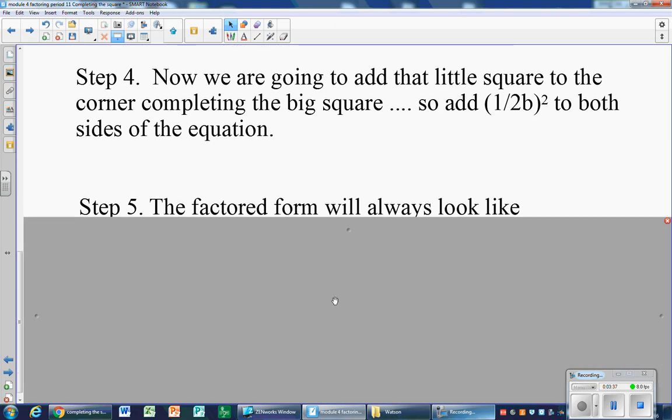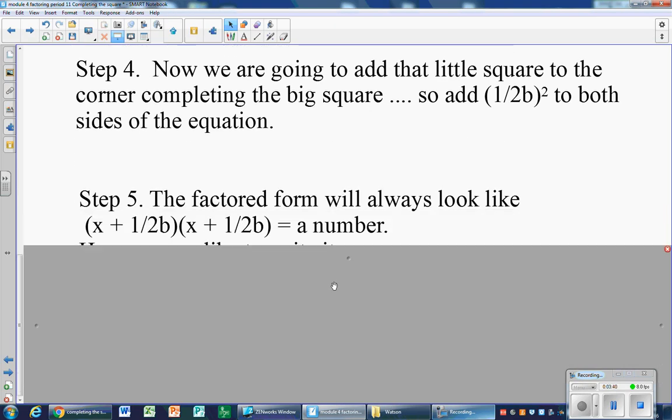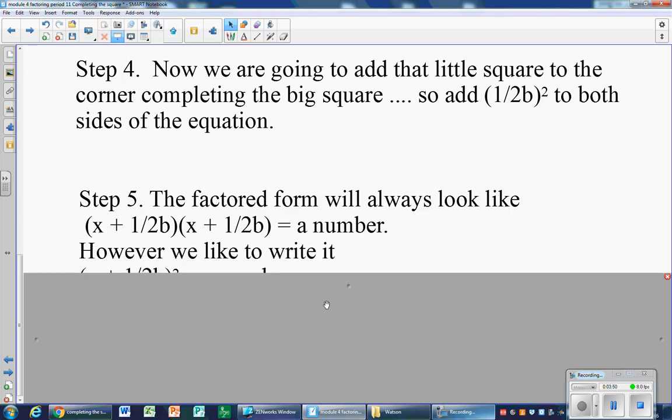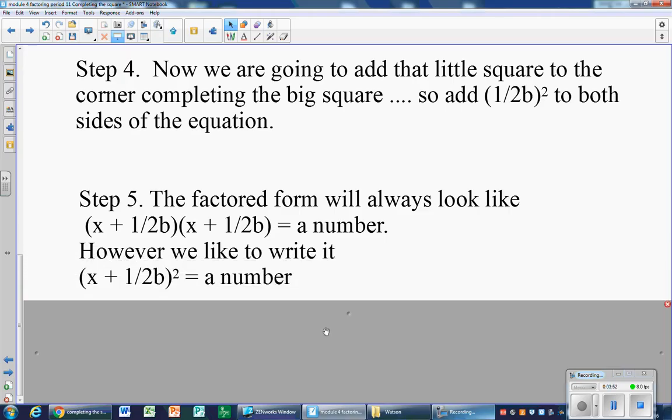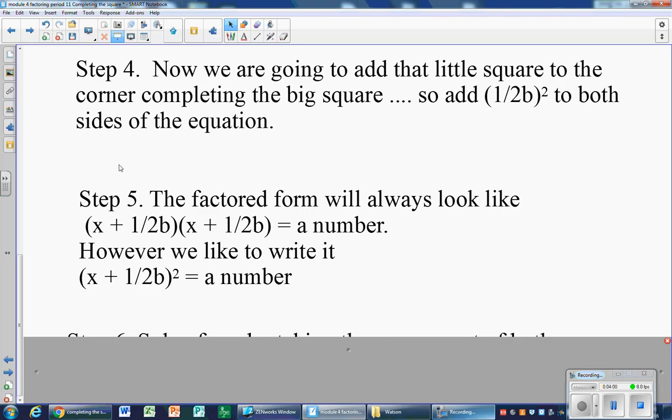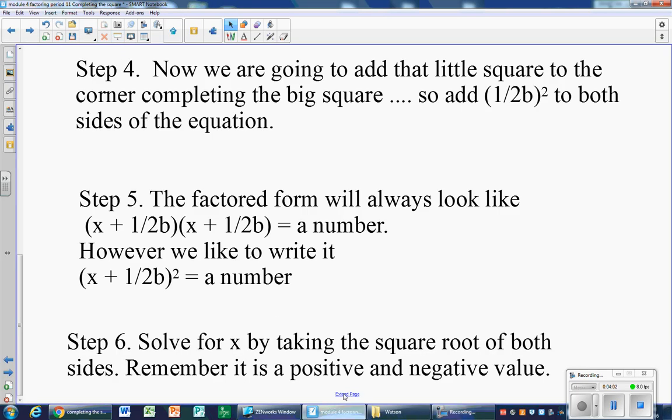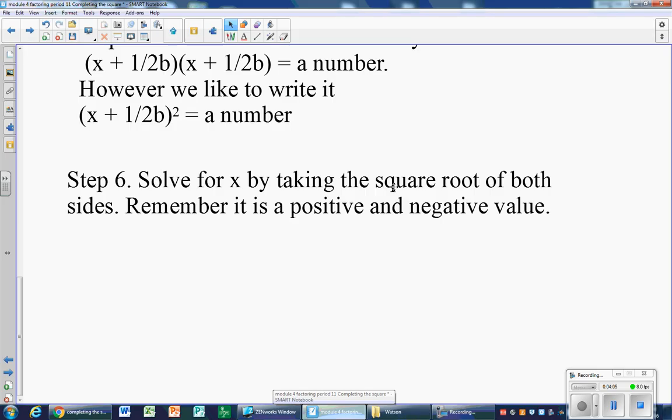Step number 5. The factored form will always look like this. X plus 1/2 b times x plus 1/2 b equals a number. We went over several examples in class. However, we like to write it as x plus 1/2 b squared equals the number, because that follows right into step 6. Solve for x by taking the square root of both sides. Remember, it's a positive and negative value. Then we have a simple equation that we can solve.